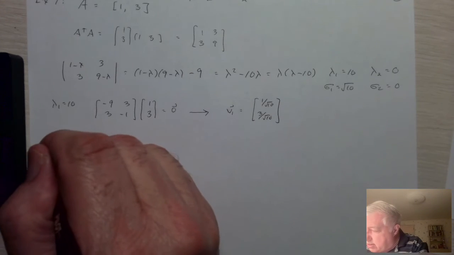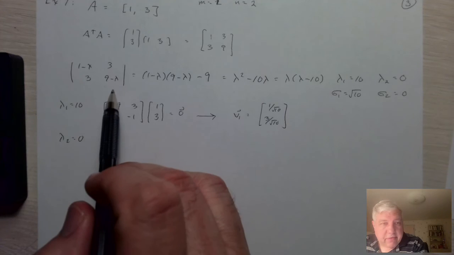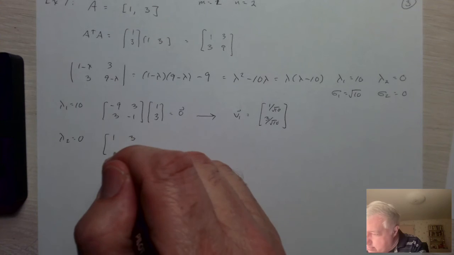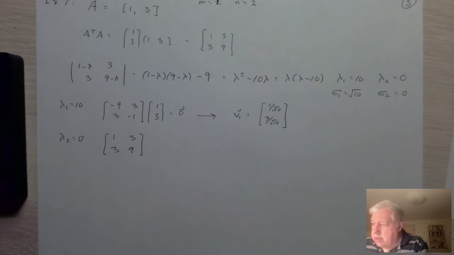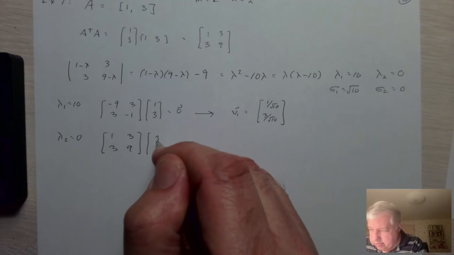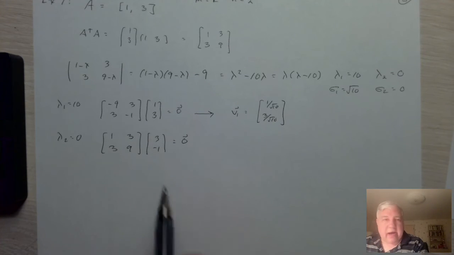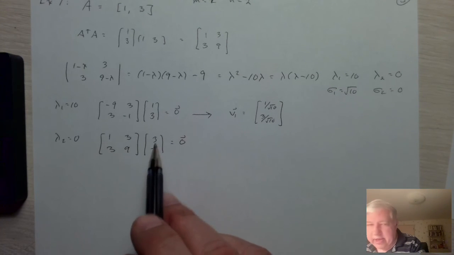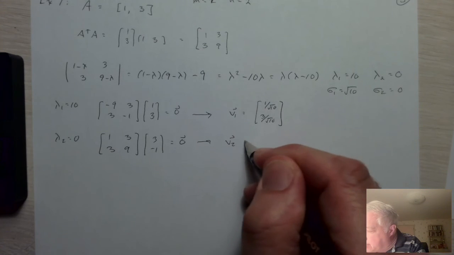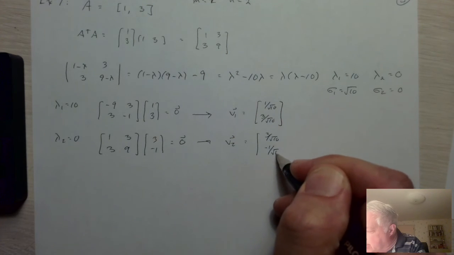If we take lambda equals 0, here we get 1, 3, 3, 9. And again, it's not hard to see that 3, negative 1 will be in the null space of this matrix. So 3, negative 1 will be our eigenvector. Once again, its length will be the square root of 10. So when we normalize it, we get V2, which is 3 over square root of 10 and negative 1 over square root of 10.